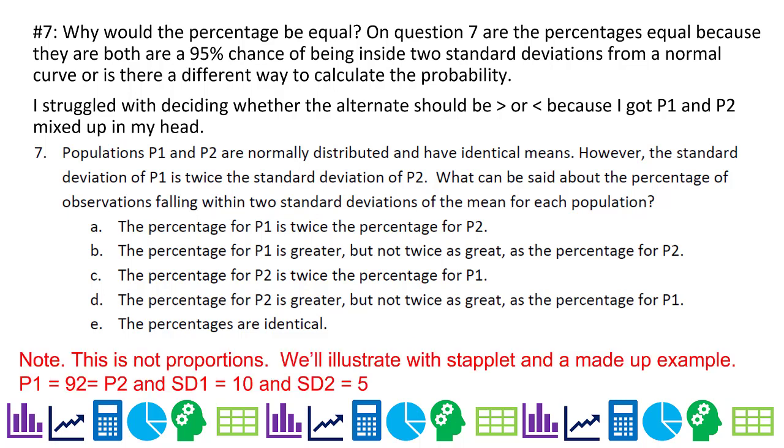So first of all, this is not proportions. These are actual just populations. So it's unfortunate they're using the letter P. I apologize. So we're going to come up with a regular mean of, say, 92. And we'll say, okay, let's put a standard deviation on the first population of 10 and a standard deviation that's half that on the second population, which is 5. And we'll explore this with Statlet.